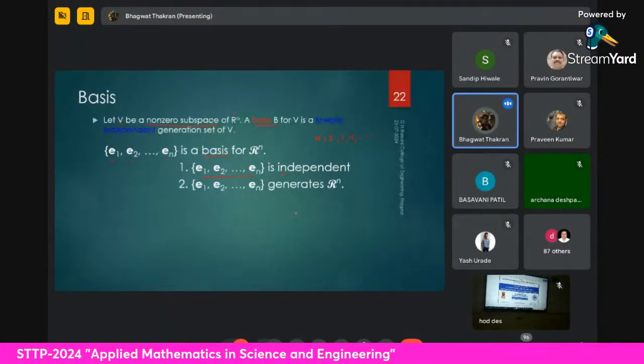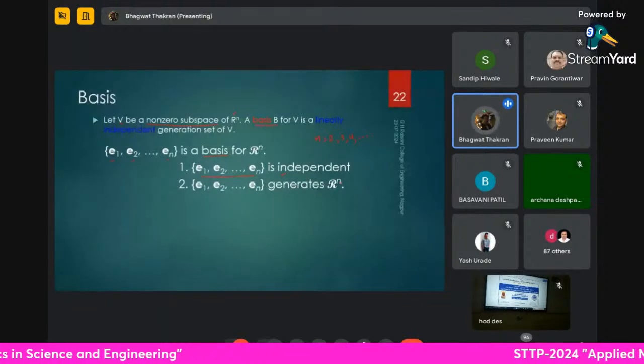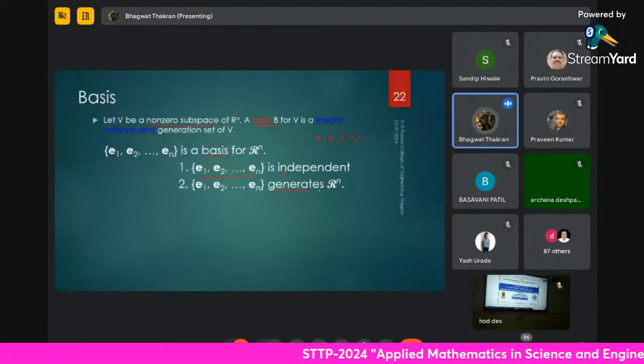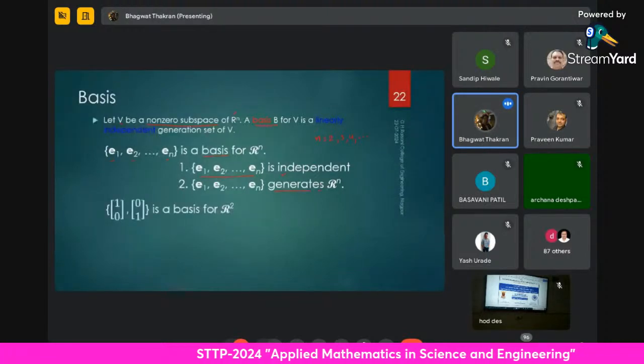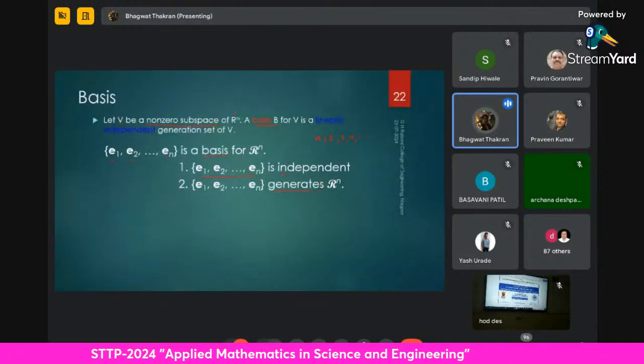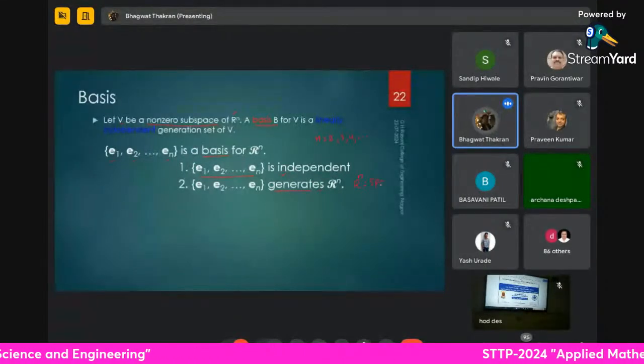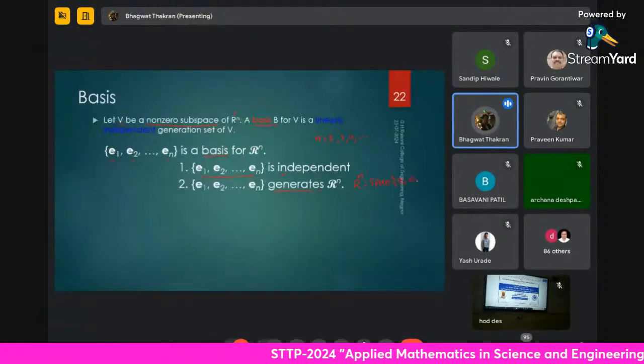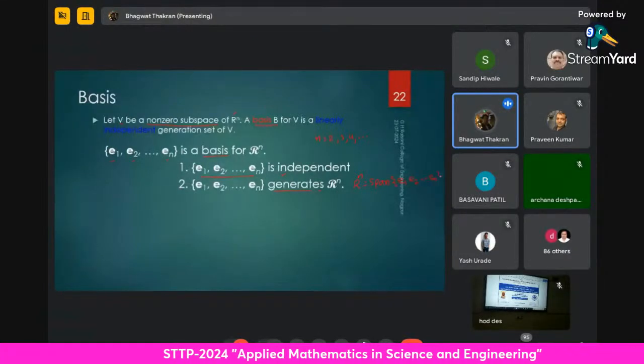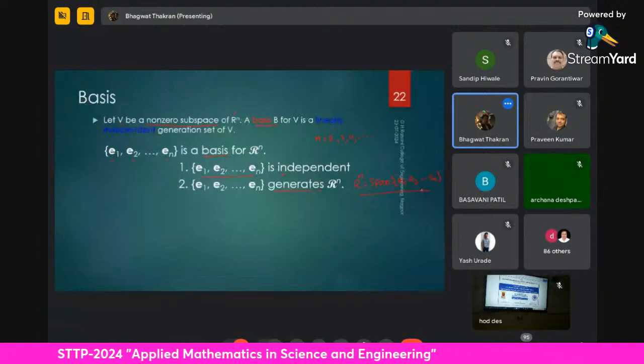Second, these vectors should generate Rn. The moment we say it should generate Rn, it means it should span Rn. Or we can say that Rn is nothing but the span of this set e1, e2, and en.